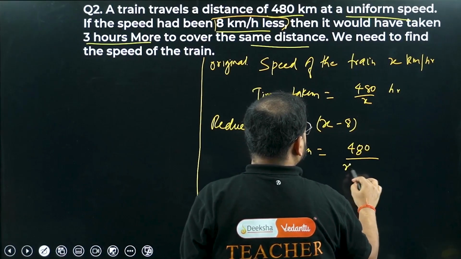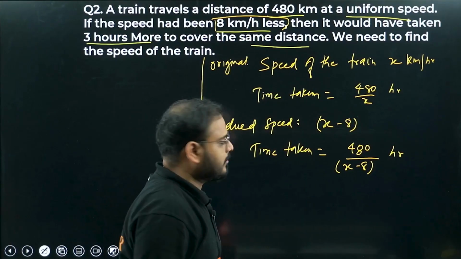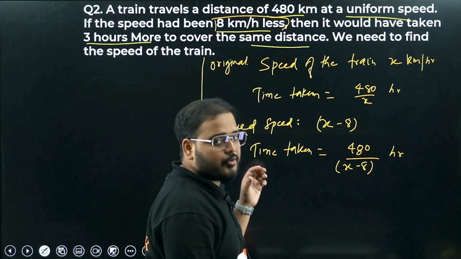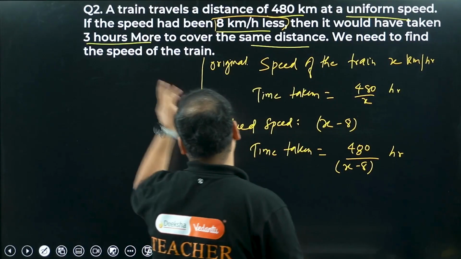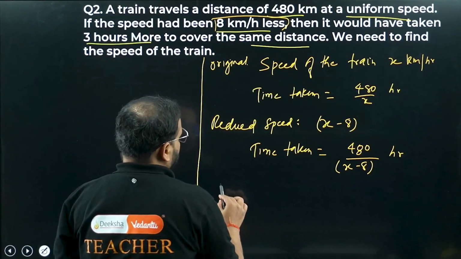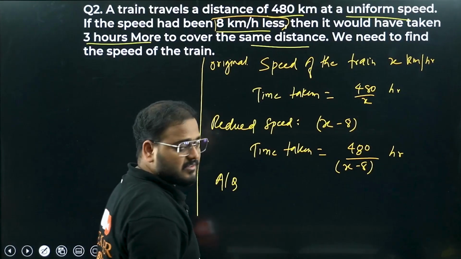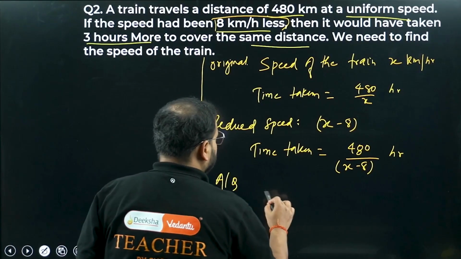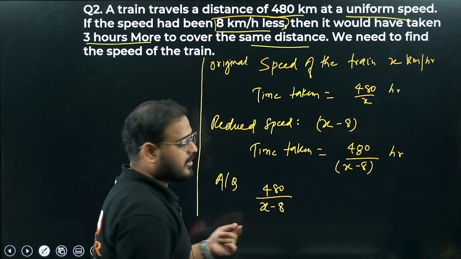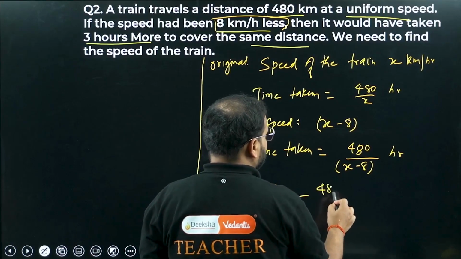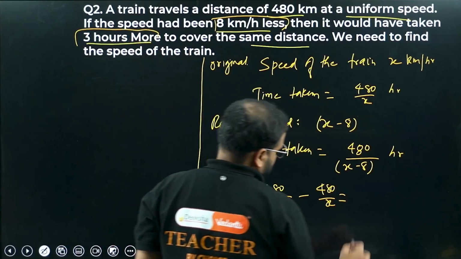480 upon x minus 8. Now which is more? If you reduce the speed, time will increase, right? So of course this value is more. Now they're saying the difference is how much? 3 hours. So according to the question, if the speed is reduced, time taken is more. So obviously 480 upon x minus 8, this is the greater time, minus 480 upon x equals the difference in time, 3 hours.